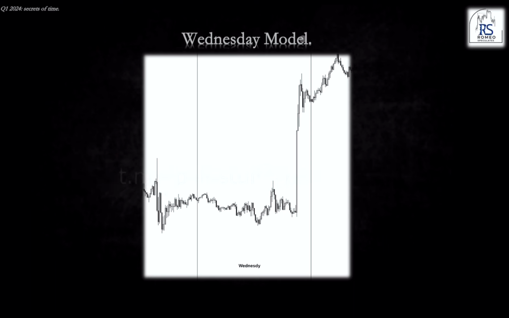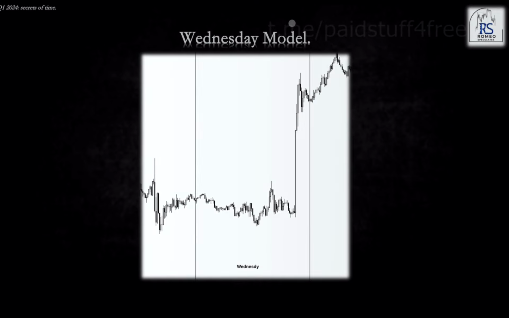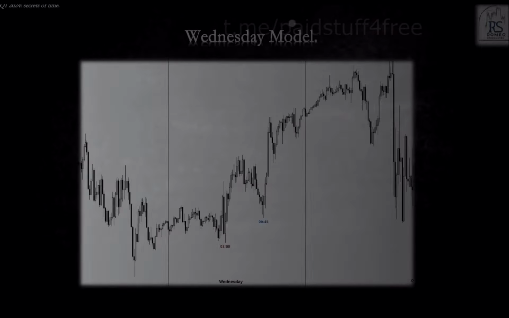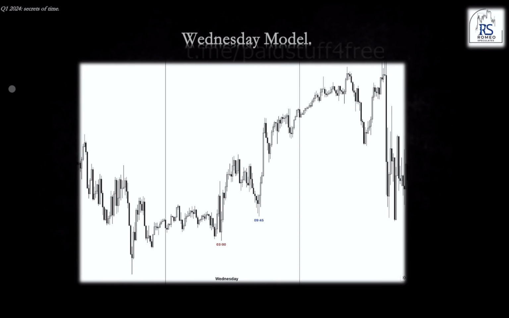So back to the Wednesday model. That is a price observation rant. I'll leave the details for the next chapter. Open, decline, create a range, turtle soup, break out of the range, and then rally. Another example of the Wednesday model over here. You have Wednesday.